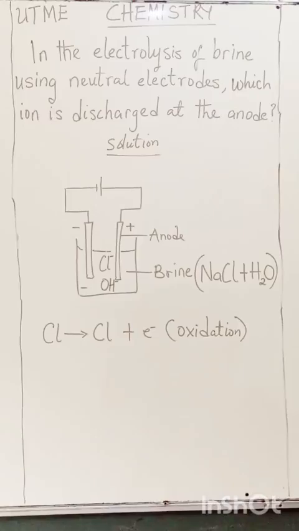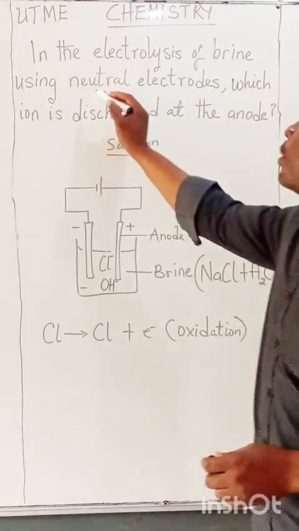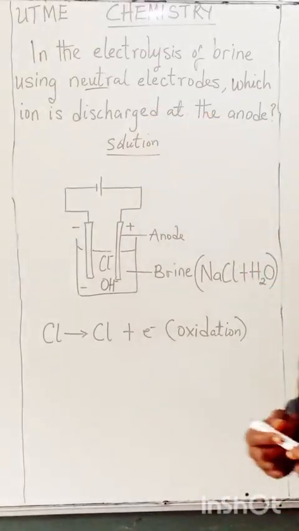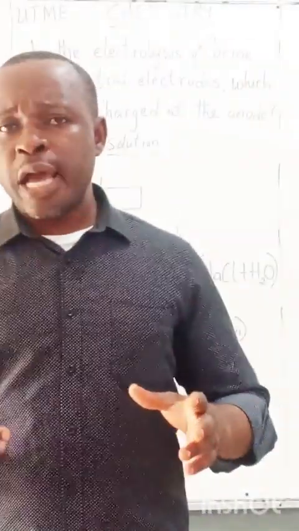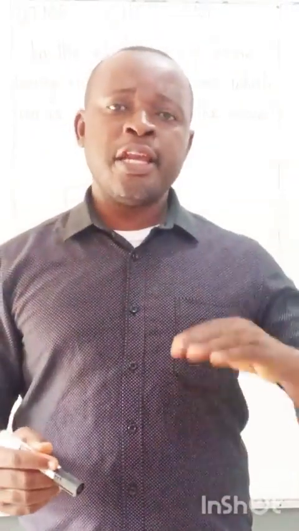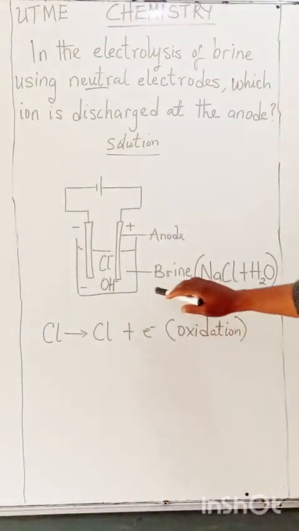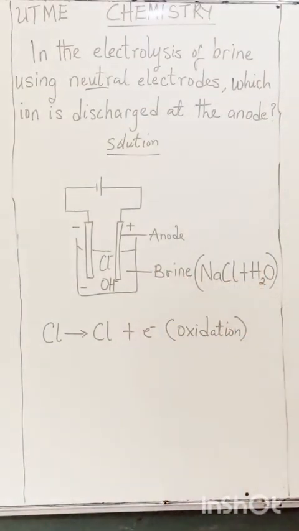Is that clear? Again, another important word here is neutral electrodes. In electrolysis, when we say an electrode is neutral, it means it is inert. It is not taking part in the electrolytic process. Is that clear? Okay. How many ions do we have in this brine? The ions are sodium ion and chloride ion that come from NaCl. Do you understand? We also have hydrogen ion and OH ions coming from water.